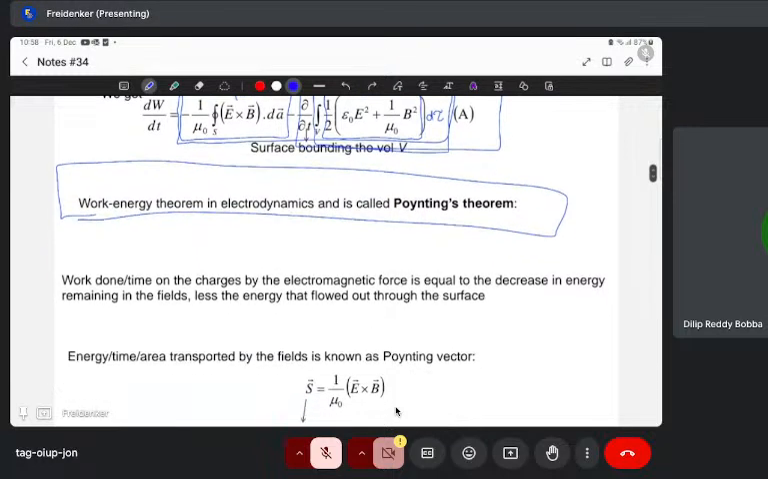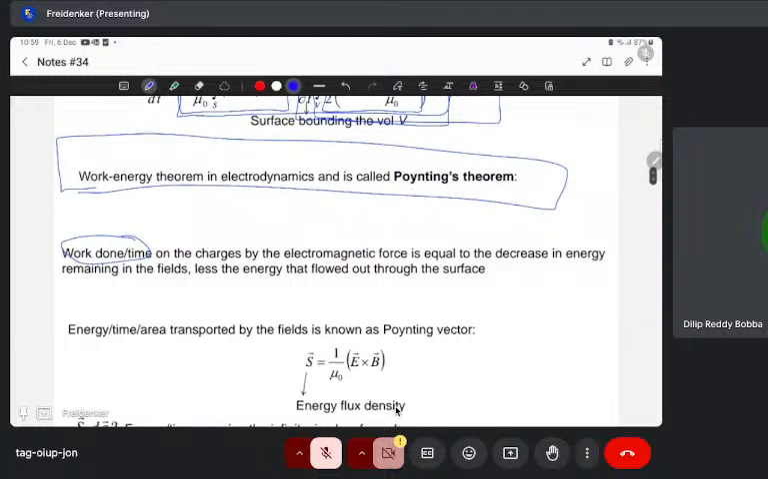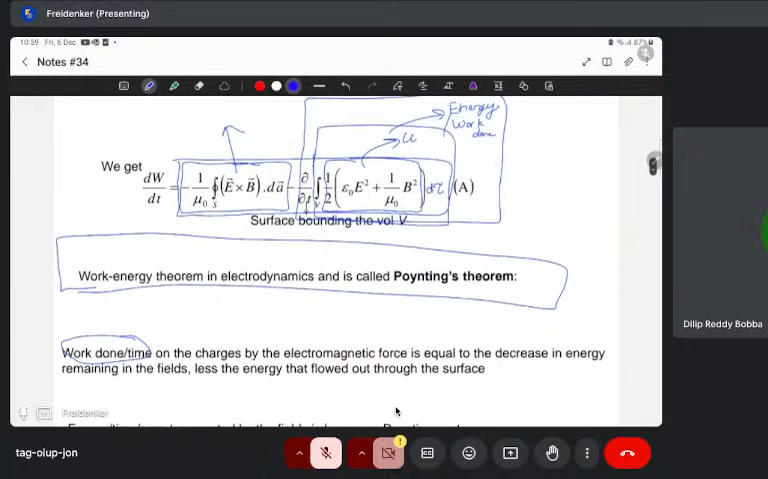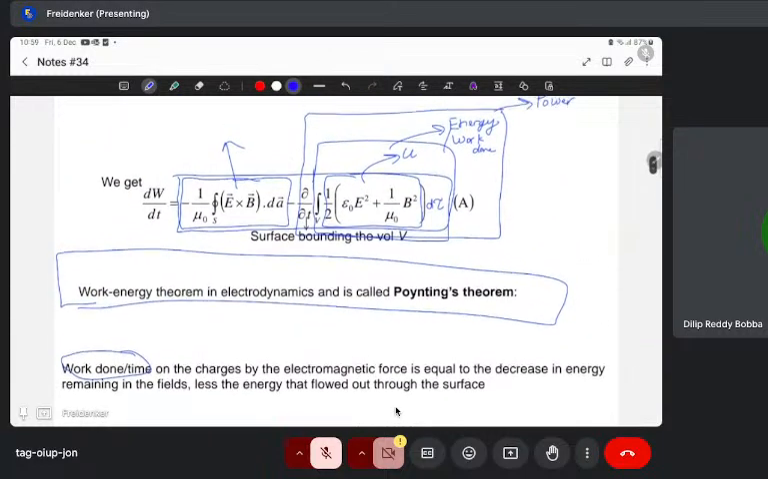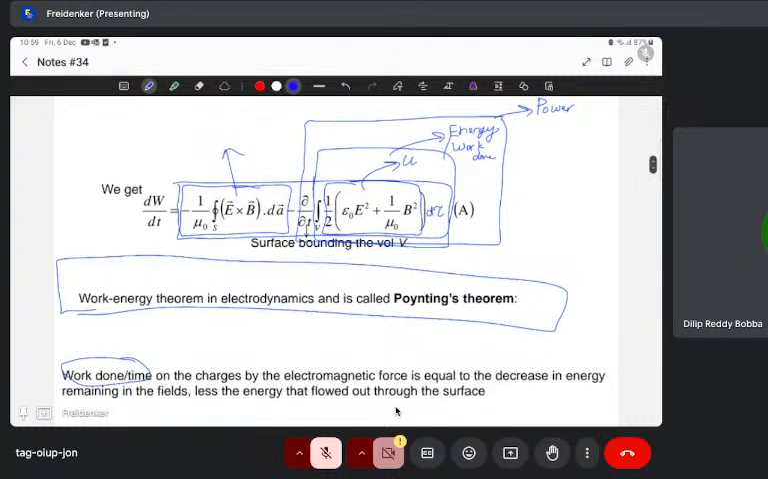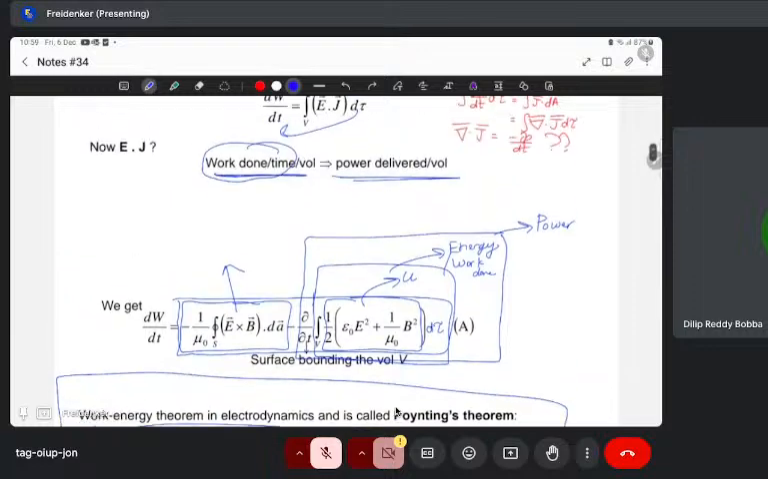Work done on the charges by electromagnetic forces is equal to the decrease in energy in the remaining fields, less the energy that flowed out through the surface. Okay, maybe some energy is going out of the volume, so in order to capture that, they're doing some integration on the surface. But I wonder, what is the context altogether?